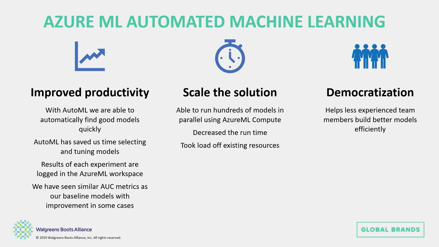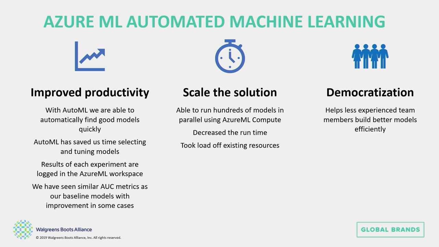So what have we found then? Well, improved productivity was the first thing that we noticed. And this is really important because with AutoML, we were able to find really good models really quickly. It wasn't taking hours or days of data scientists' time testing all the different algorithms, testing different combinations of hyperparameters, doing all the grid search stuff. We just didn't have to do that.